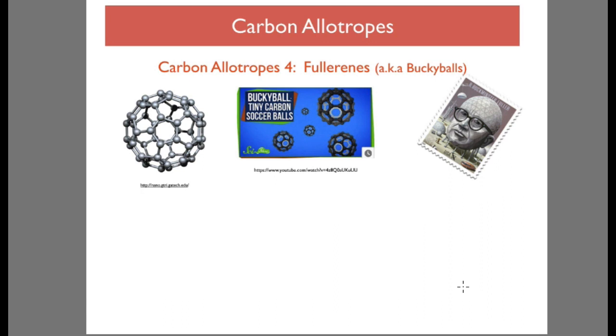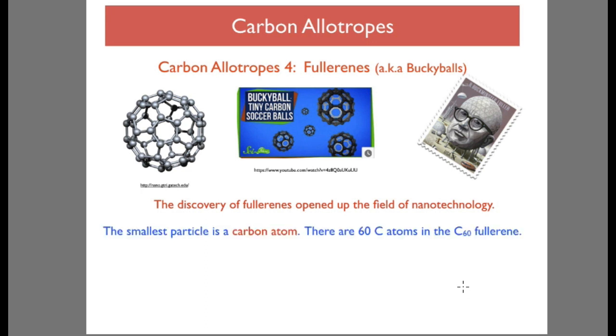Okay, carbon allotrope 4. Fullerenes are buckyballs. They look like tiny little footballs. The discovery of fullerenes opened up the field of nanotechnology. The smallest particle in a carbon atom is a carbon atom, and there are 60 carbon atoms in the carbon 60 fullerene. That's why it has 60 in the name of it.